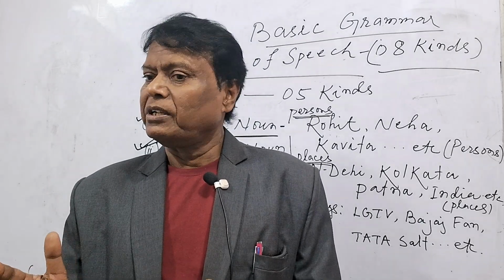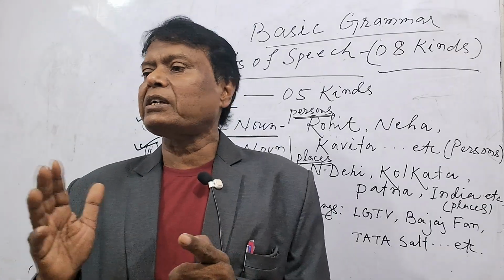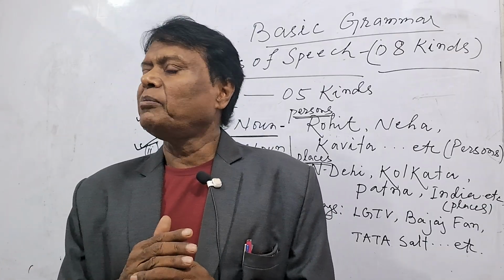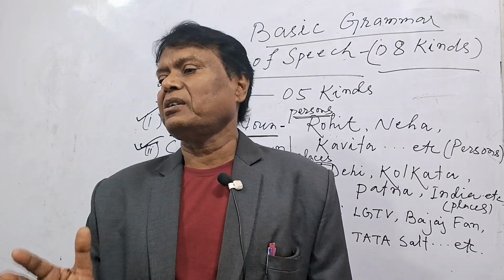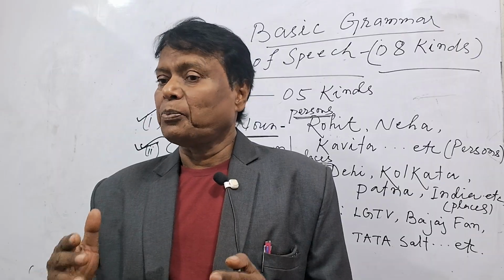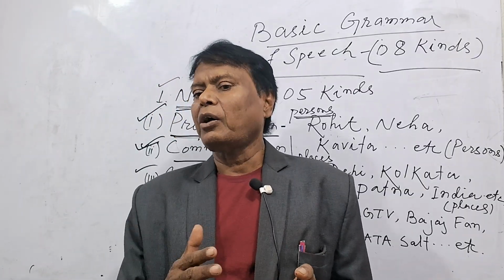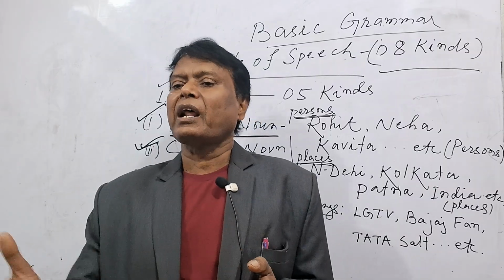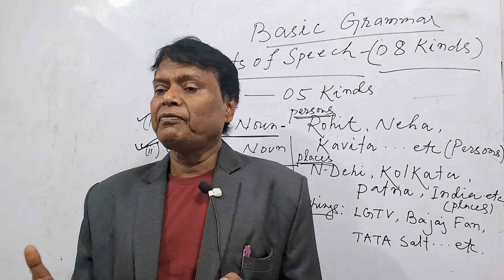Honesty is the best policy. See, honesty is the best policy. We cannot use any article or determiner before an abstract noun. Honesty, simplicity. Politeness. Polite means नम्र, politeness means नम्रता. He is a polite person. She is a polite girl. I like politeness.